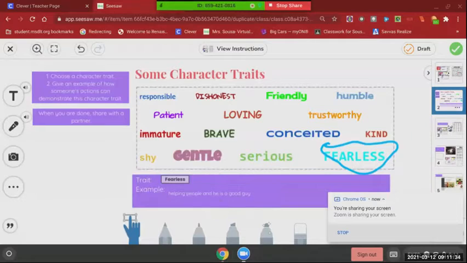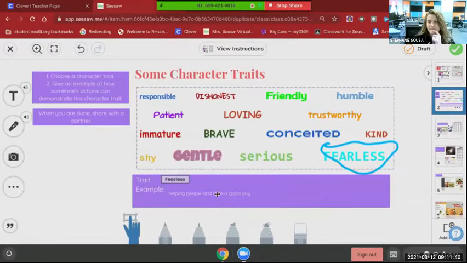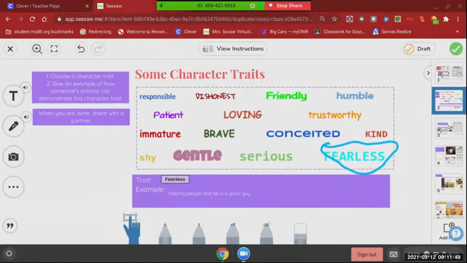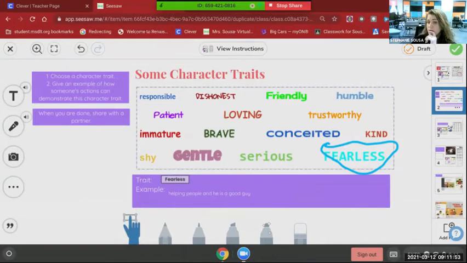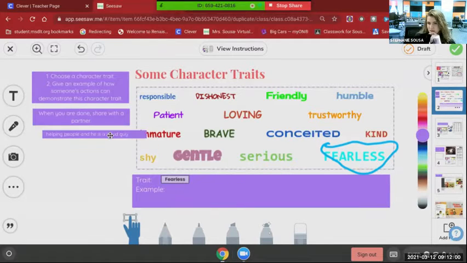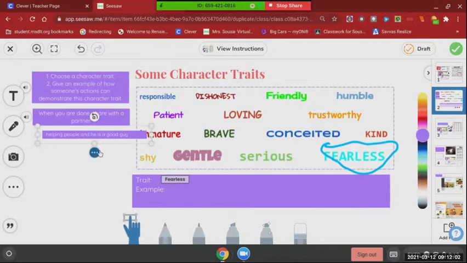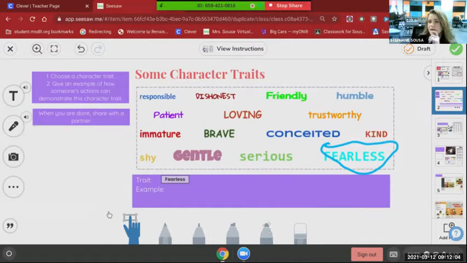So it's fearless. He helps people and he is a good guy. Fearless is a character trait that means that they don't have fear. How do you know someone doesn't have fear? No, that's a person in real life. So thank you, but look at the title. It says some character traits. So in this situation, we're focusing on it as a character trait. Can you think of someone? I'll redo one. Let me know when you're ready with it.